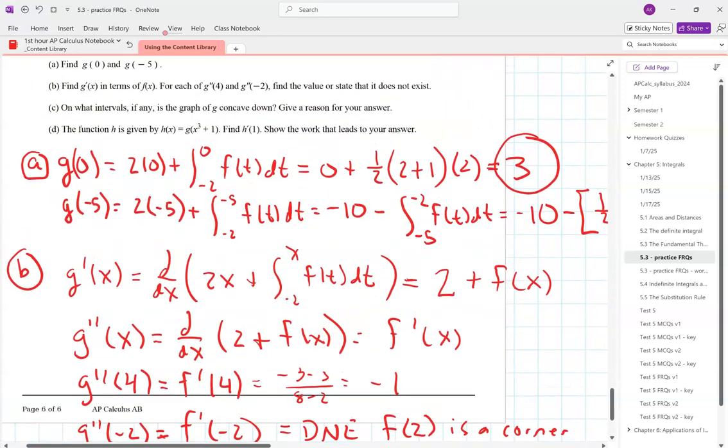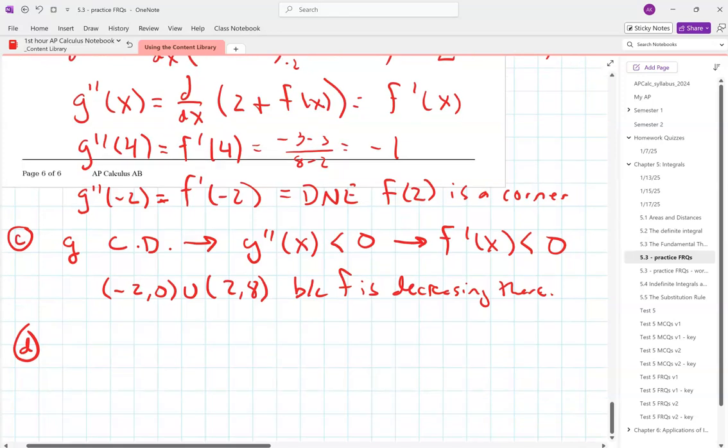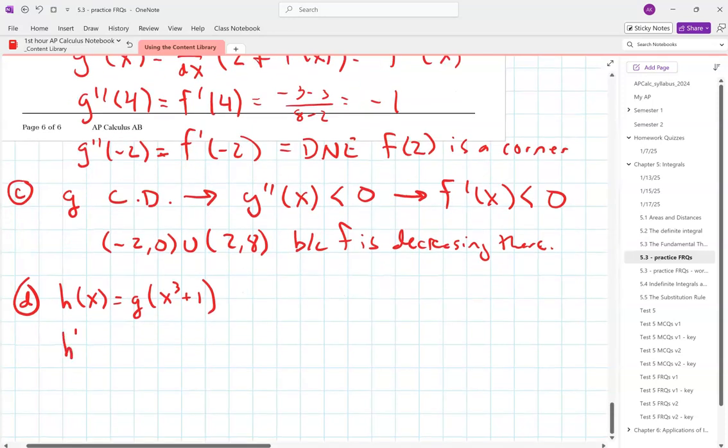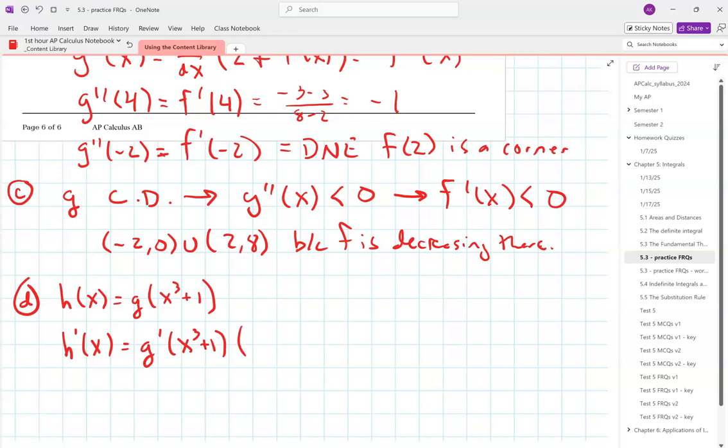Then part D says the function h is given by g of x cubed plus 1. Find h prime of 1. Show the work that leads to your answer. Okay. So I would start here. Let's do the derivative of h. That's going to be g prime of x cubed plus 1 times the derivative of x cubed plus 1.